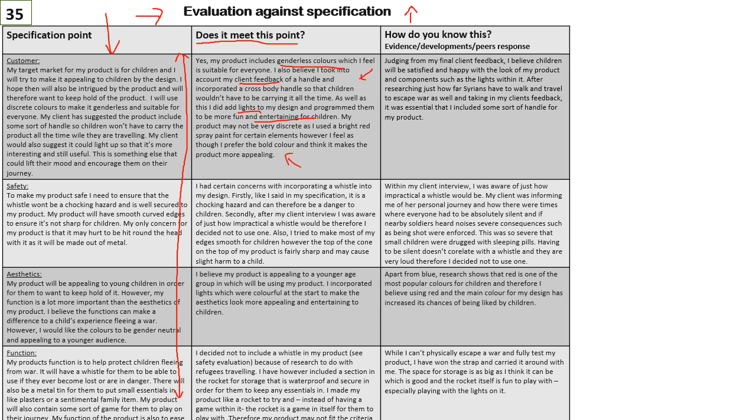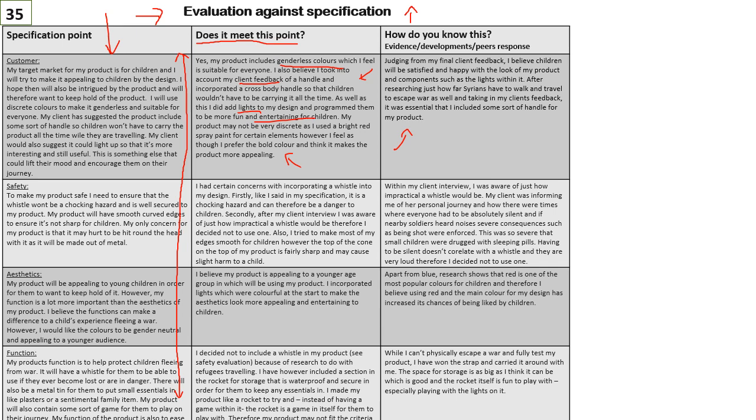If it hasn't, it's absolutely fine to evaluate it and say why and how you might improve it to make sure it does. And then another part of this is, how do you actually know that it's met this point? Is it from client feedback? Is it from evidence of looking at the product or from other people's responses? So explain how you know it's met this point.